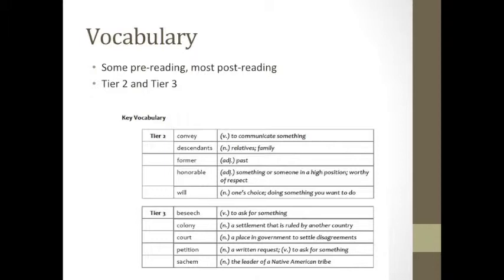So in this example, Tier 2 words that I've used were descendants, convey, former, meaning something in the past. Those are all academic language words that they would come across in other readings. And then Tier 3 is more of that subject-specific words. And the vocabulary in Tier 3 for social studies, especially when you're using primary source texts, gets at some of the older language. Beseech is a word that you're not going to see in context often in 2014.